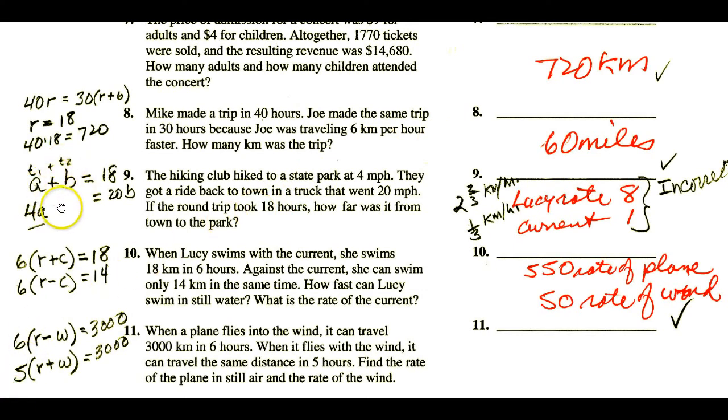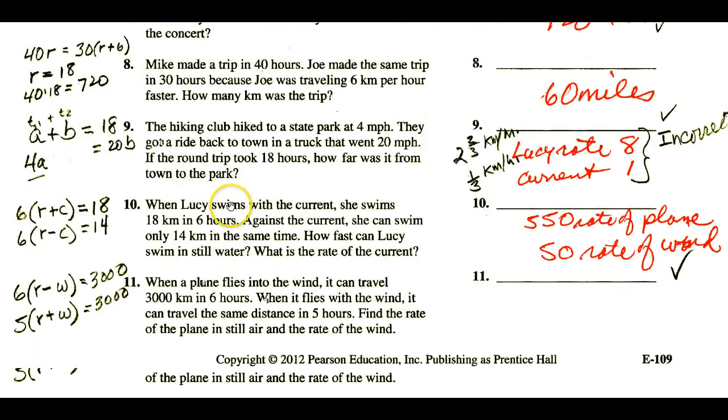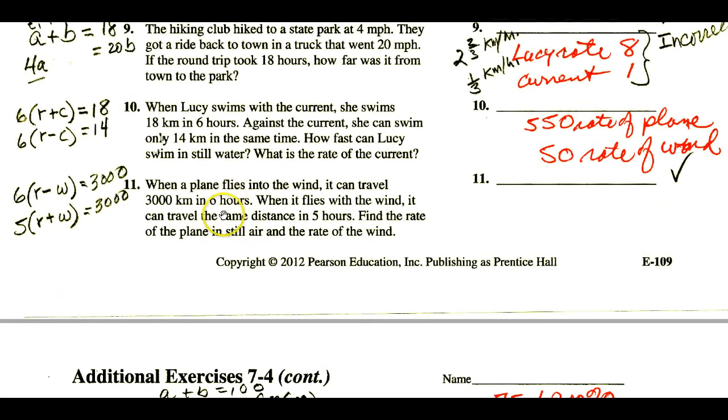Okay, I just solved these. I used substitution, and I got B equals 3. So 3 times 20 gave me my 60 miles. That was how far they were from the town to the park. Okay, now again, in some cases, a picture would have been very useful for you here as well.